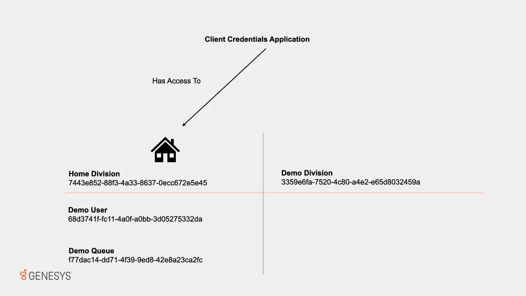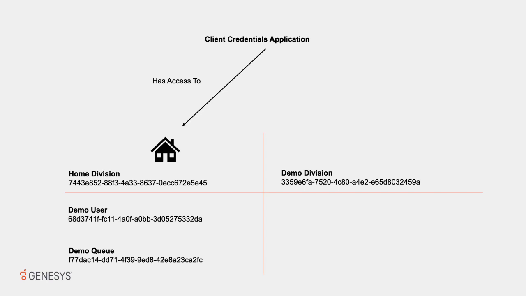To get us started, we have a client credentials application, and we have a home division, a demo user, and a demo queue. The home division is the default division inside your PureCloud org, and is the division that will be there from day one. The client credentials application has access to view only things inside the home division.